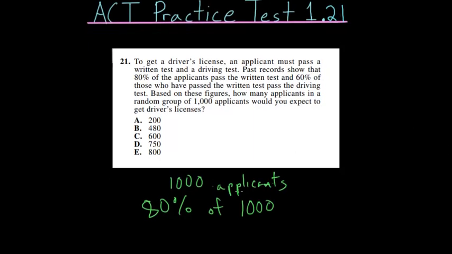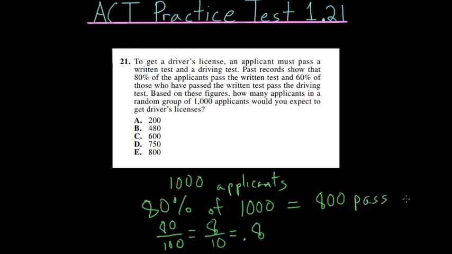And recall that 80% is just 80 over 100, or 8 over 10 if you simplify it. So we have to multiply 1,000 by 8 over 10, or 0.8. And 1,000 times 0.8 would just be 800. So 800 people pass the written test.